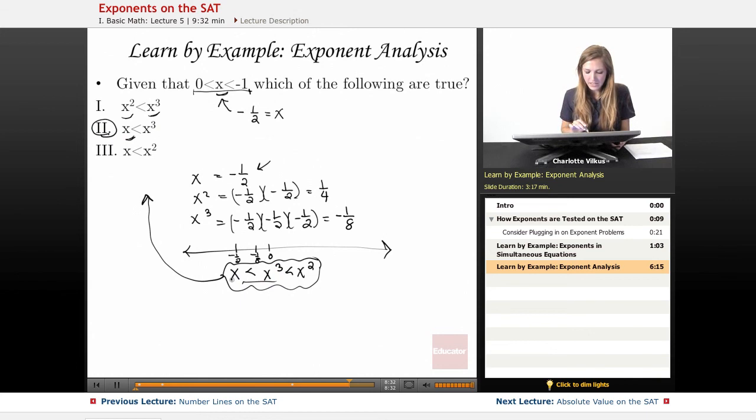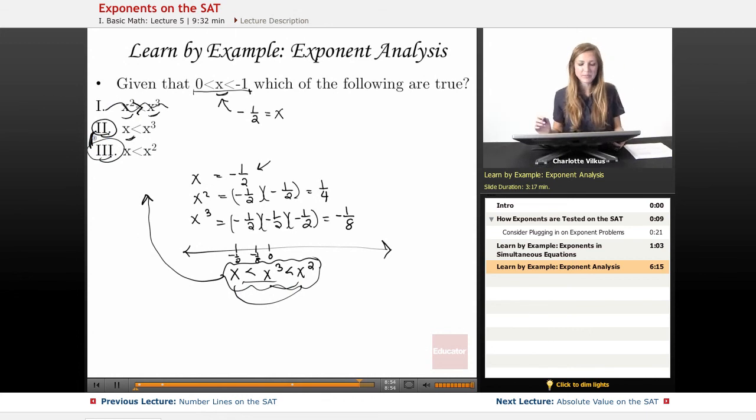I also have x is less than x squared, but x squared is not smaller than x cubed. It's actually greater than. So this one's false. This third one is true. And I would look for an answer on the SAT that included both 2 and 3.